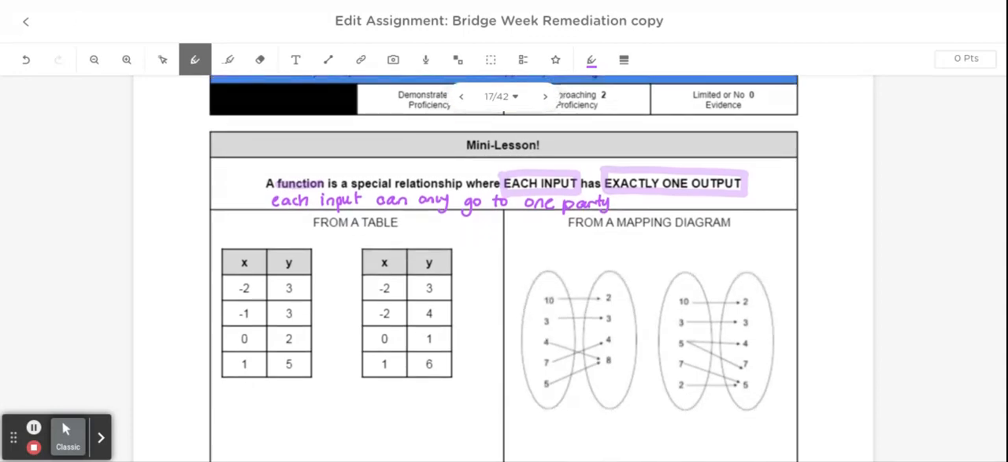In this first example, let's look at these tables. In the first table, the -2 is going to the 3, the -1 is going to the 3, the 0 is going to the 2, and the 1 is going to the 5. If you look at these inputs, each of those inputs is only used once. They're only going to one party. So this would be a function.